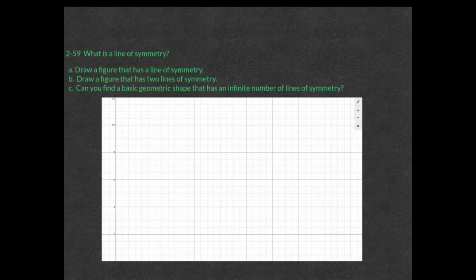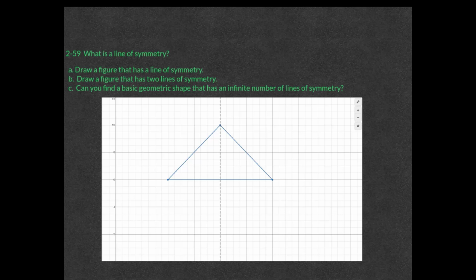So on 2-59, it asks us to talk about lines of symmetry and draw some shapes that have a line of symmetry. So I'm going to go ahead and pop up this little video that shows you the lines of symmetry for different shapes. So the perfect shape for one that has exactly one line of symmetry is an isosceles triangle. And you can see that because we have our line of symmetry that goes down the middle, and there's no line of symmetry on any other side. Again, that's an isosceles triangle. If it was an equilateral triangle, we would have 3 lines of symmetry.